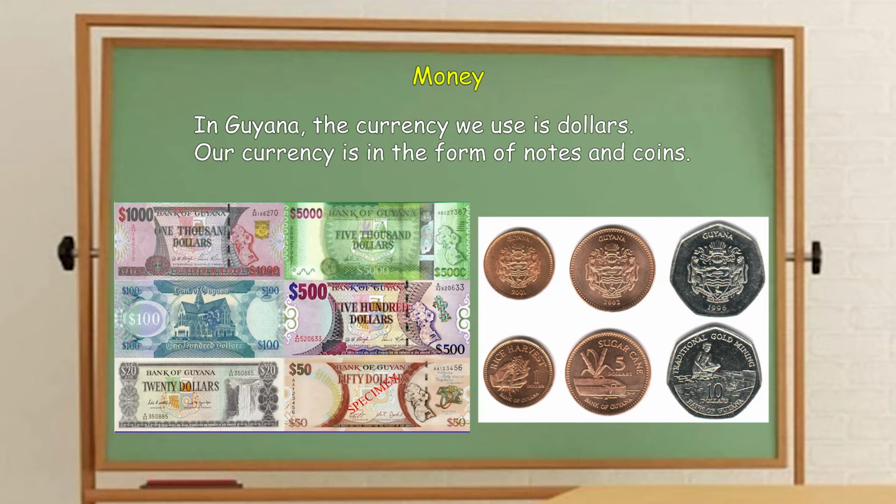In Guyana, the currency we use is dollars. Our currency is in the form of notes and coins. Example: we have the $5,000, the $1,000 note, the $500 note, the $100 note, the $50 note, the $20 note. And in the denomination of coins, we have the $10 coin, the $5 coin, and the $1 coin.